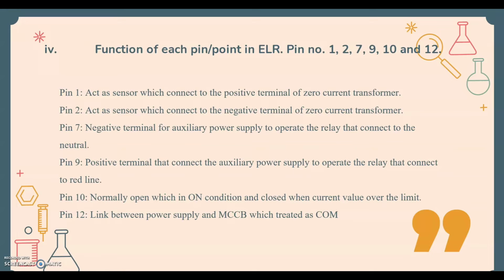Pin 9 is the positive terminal of the auxiliary power supply to operate the relay, connected to the red line. Pin 10 is normally open in the on condition and closes when the current value is over the limit. Pin 12 is the link between the power supply and the MCCB, referred to as COM.